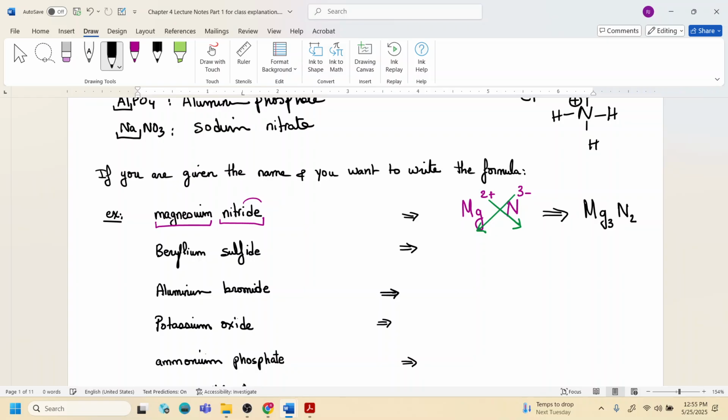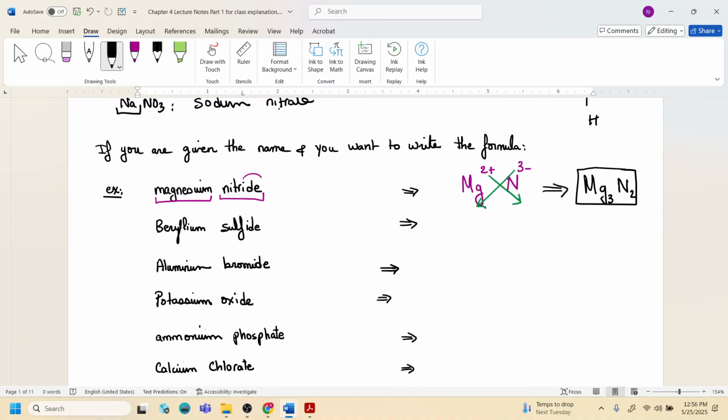Let's check the charges to make sure that everything is balanced. I know that Mg is +2 and nitrogen is -3. So this is +6 and -6. See? +6 -6 is 0. And this is what we need. We need that my final charge has to be 0. We can erase those. And this is going to be the formula for magnesium nitride.